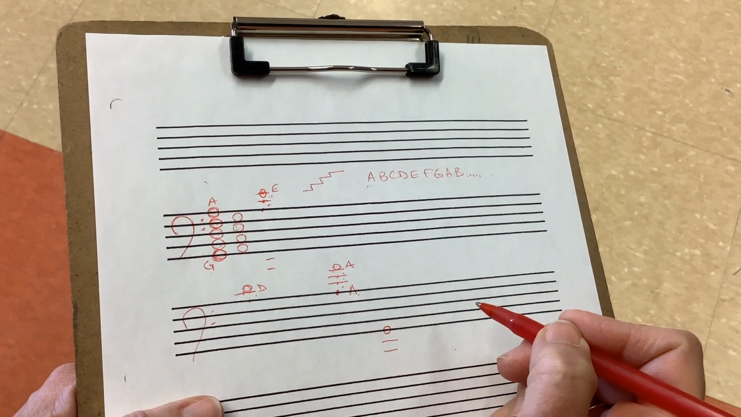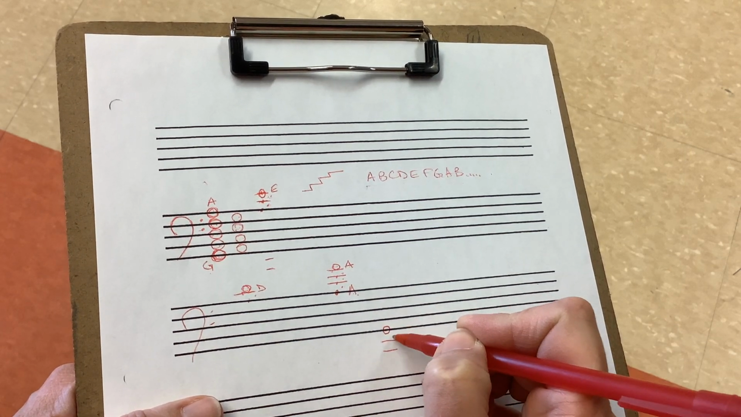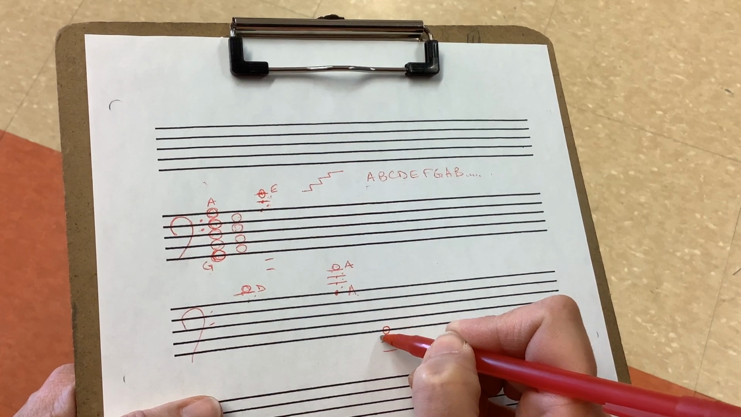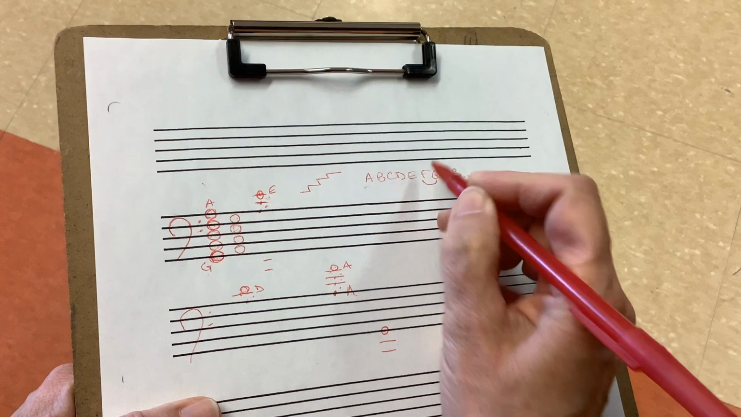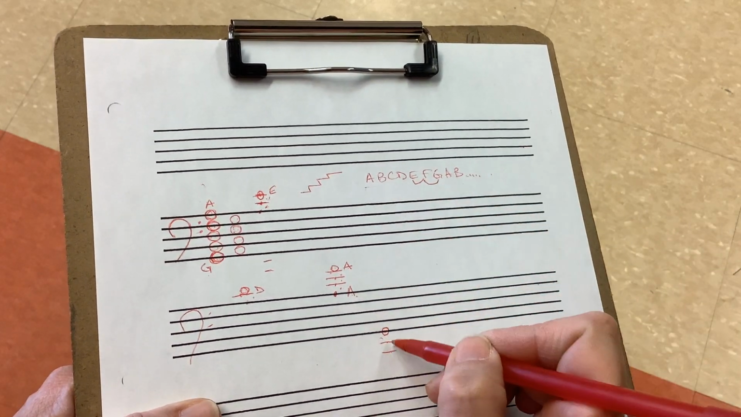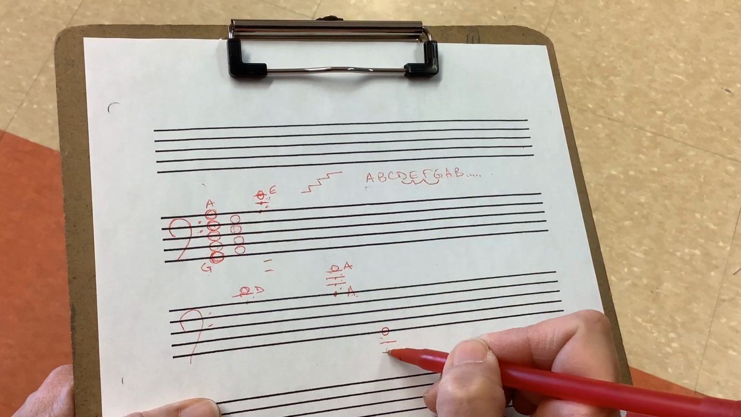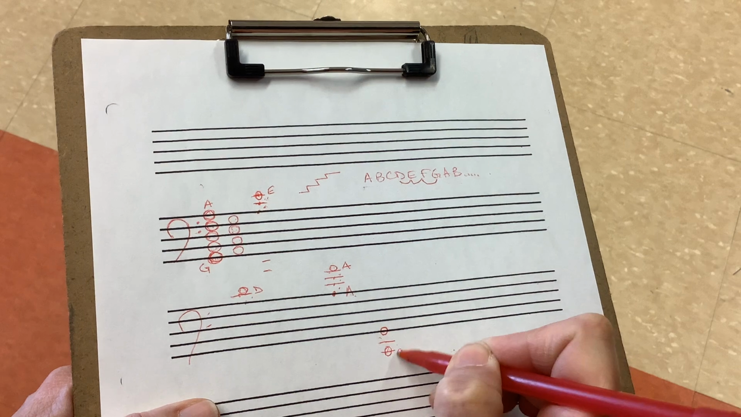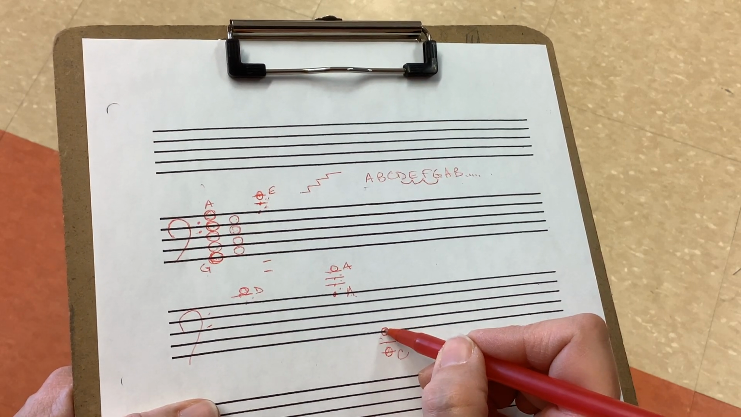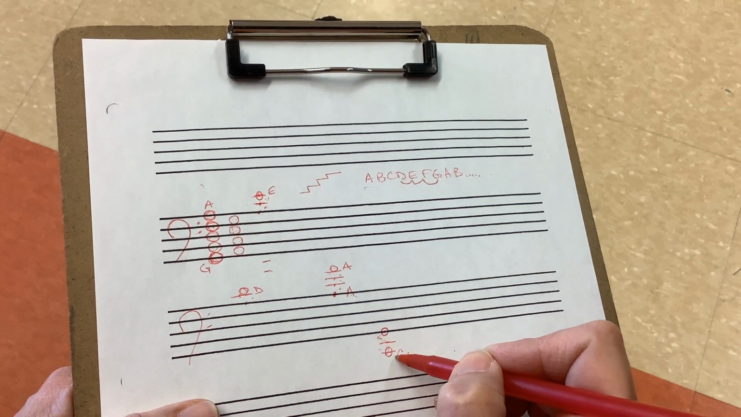This is your reference point. This is G for grizzly. Line, space, line, space, line. But you have to go backwards. G, backwards. F, backwards. E, backwards. D, backwards. This would be a C. Let's do that again together. G, backwards. F, E, D, C.